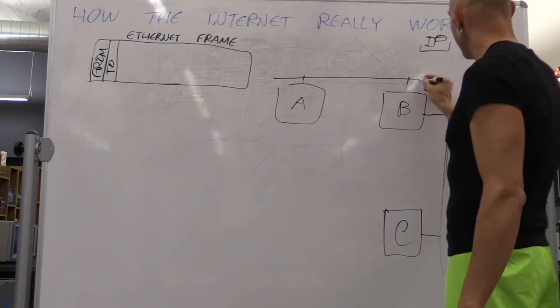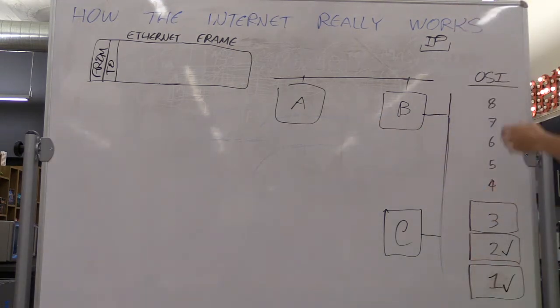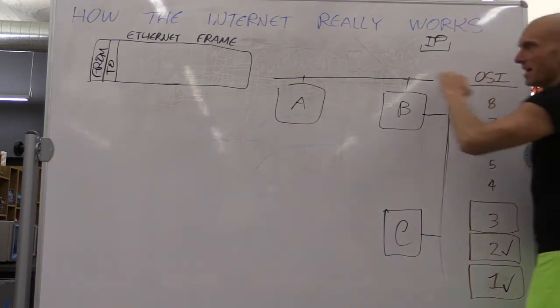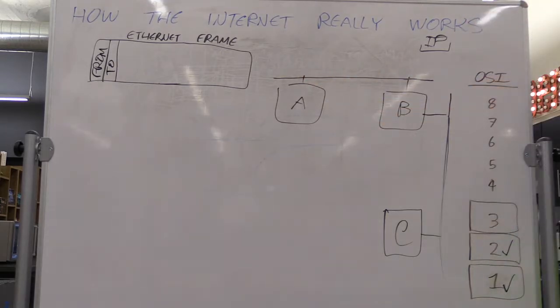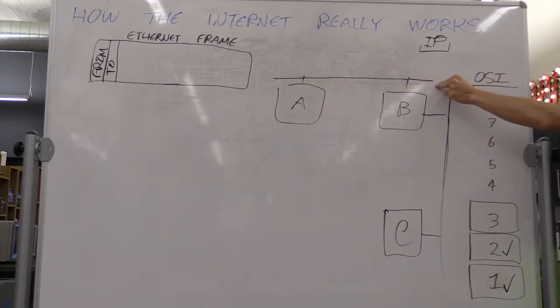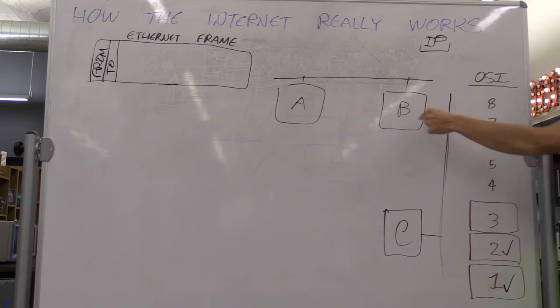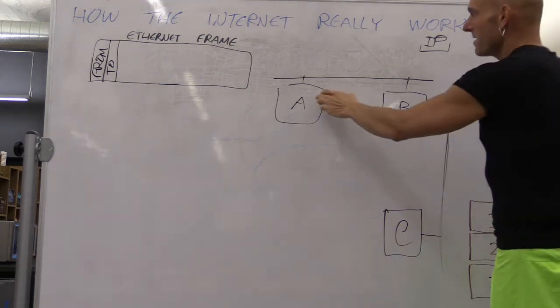So what I now have is two network segments. These are two different Ethernet segments that are not connected. They are joined only electrically through this path by B. B here happens to have two network cards. We'll come back to that in a second. But let's talk about A and B communicating.